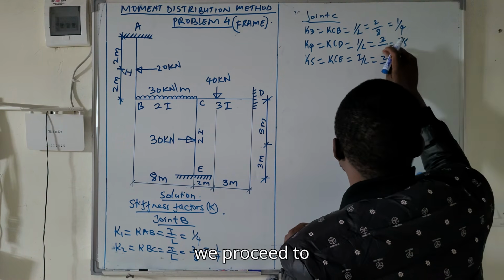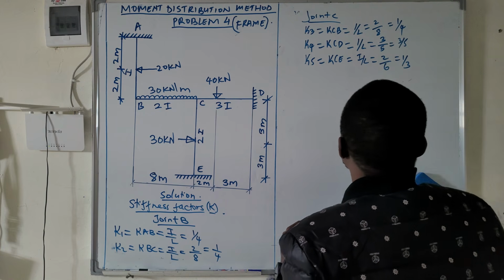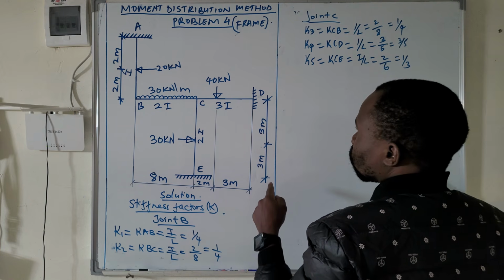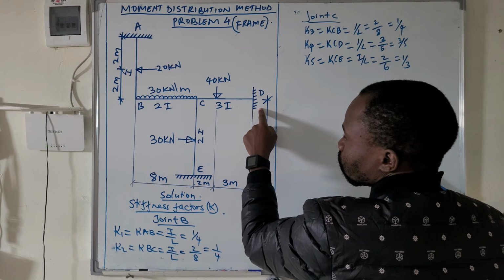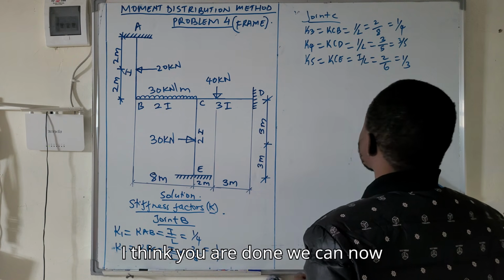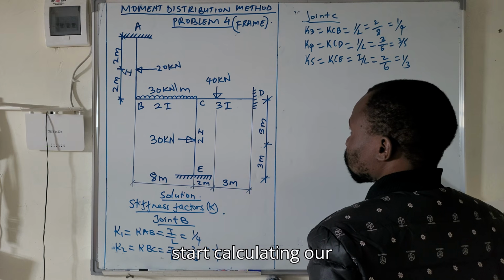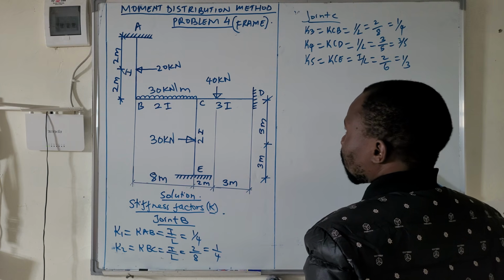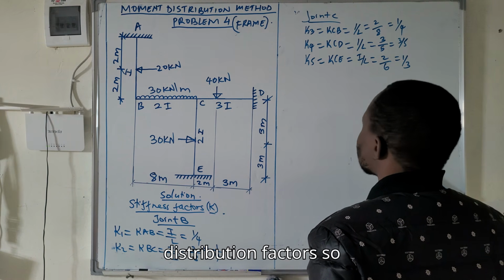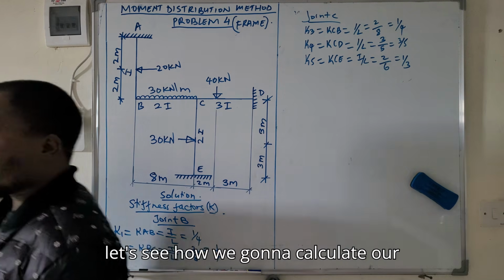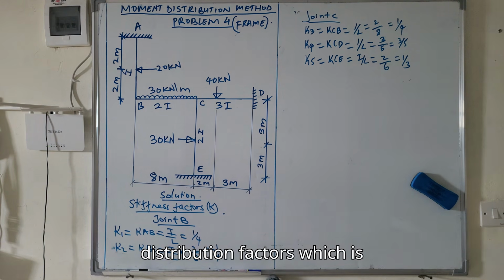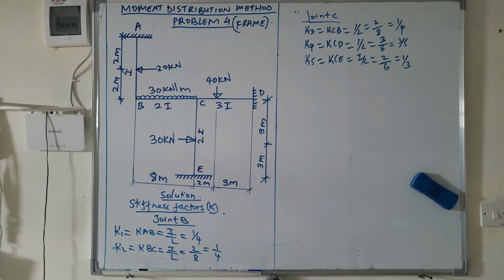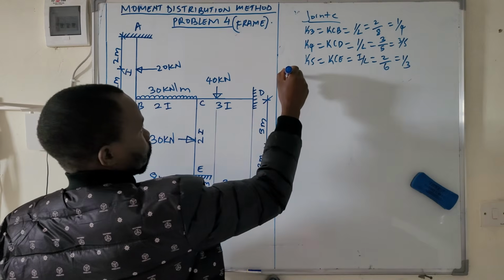I think you are done. We can now start calculating our distribution factors. So let's see how we're going to calculate our distribution factors, which is DF. Distribution factors.